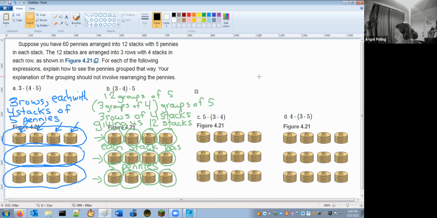Okay, so let's look at 5 times 3 times 4. So this will be 5 groups of 3 times 4, right? So the pennies are in 5 layers. Each row, right? So we have a 3 times 4. So each layer has 3 rows and 4 pennies in each row.